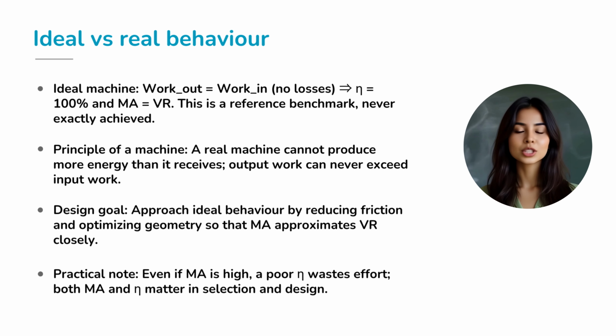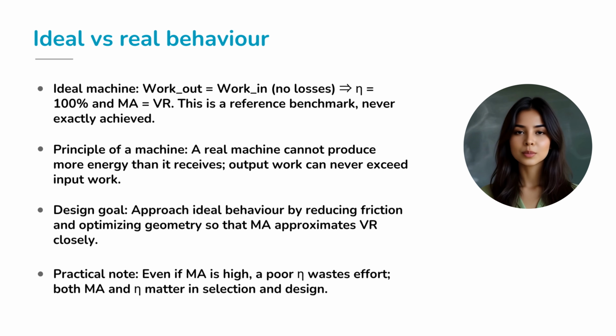In an ideal machine, the work output is exactly equal to the work input, meaning there are no energy losses. Under these conditions, efficiency is 100% and the mechanical advantage is equal to the velocity ratio. While this serves as a reference benchmark, it is never perfectly achieved in practice.